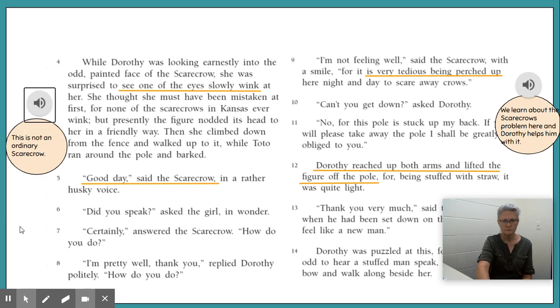In paragraphs 4 through 8, we got a major key event. Here we discover that this is not an ordinary Scarecrow. Some events that took place that kind of helped me understand this is that it started winking at her and started moving as well as talking. Notice, however, that I didn't underline everything in paragraphs 4 through 8. I really just wanted to focus on certain key events that could help me understand that this is not an ordinary Scarecrow.